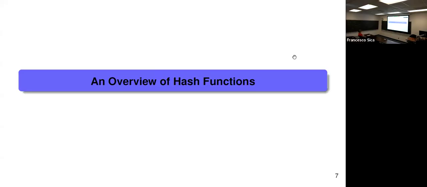Since XMSS is built using hash functions, and hash functions are the main component of hash-based digital signature schemes, I'm going to give an overview of hash functions to see what a hash function does, and also take a brief look at the most important and widely used hash functions in SHA-2 and SHA-3.